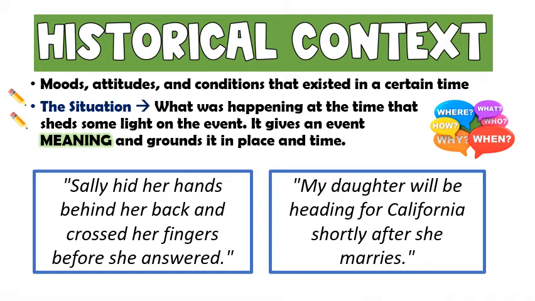So like, Sally hid her hands behind her back and crossed her fingers before she answered. And then, my daughter will be heading for California shortly after she marries. So depending on the context of when those quotes are being said, they can mean very different things.